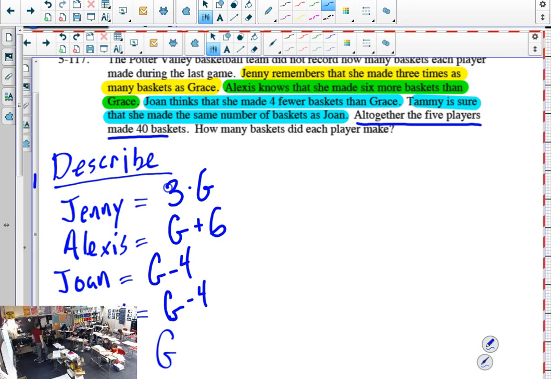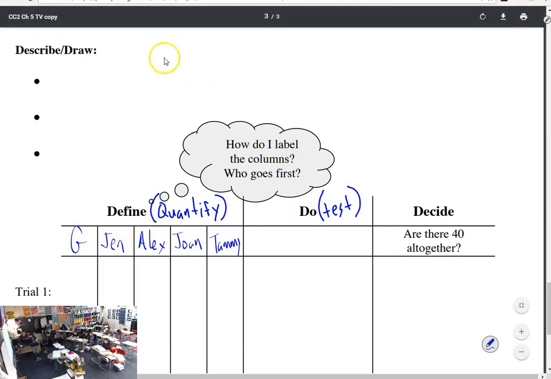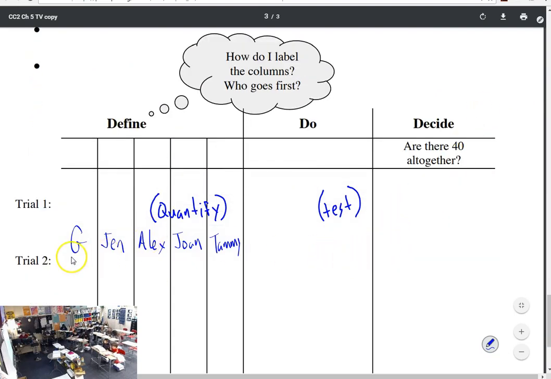All right, so I'm going to drag that back up on my other screen. So we're here. I know they made 40 baskets total.